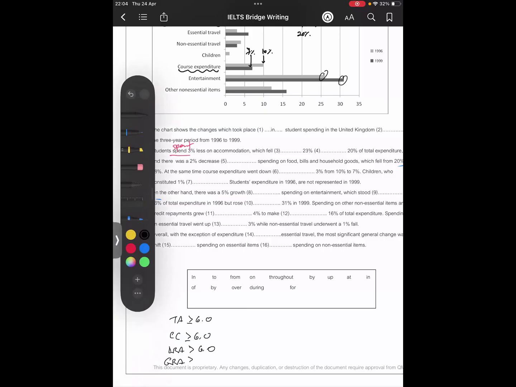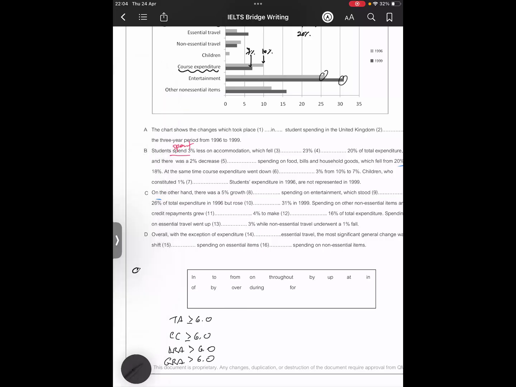So this should be about above 6.0. All right, so that's the end for today's session.